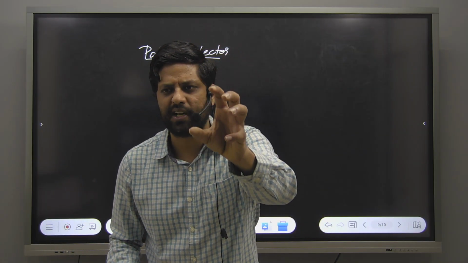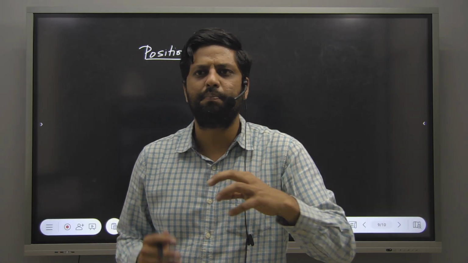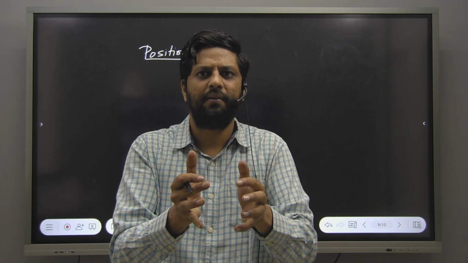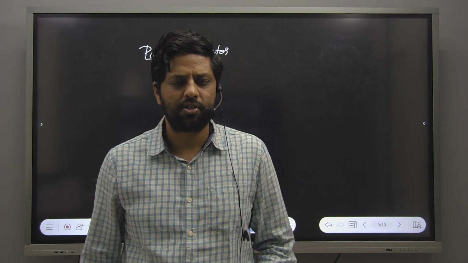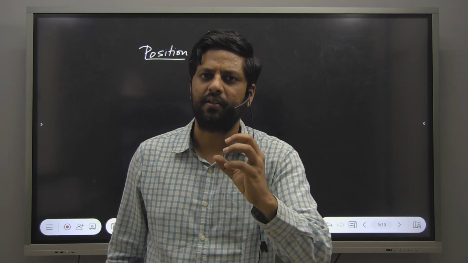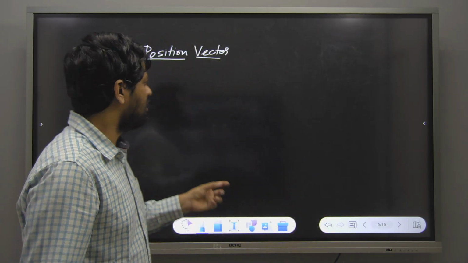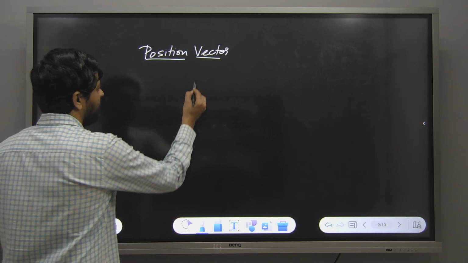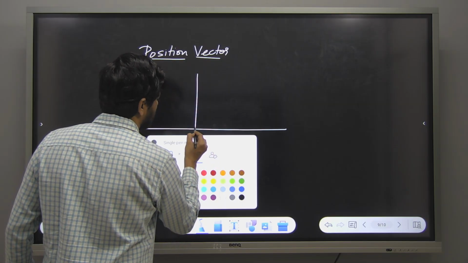If I ask the position of an object, everyone will give me an answer based on where you are seated. So we don't have a common answer. Because we don't have a common answer, we always need to have one common fixed position.